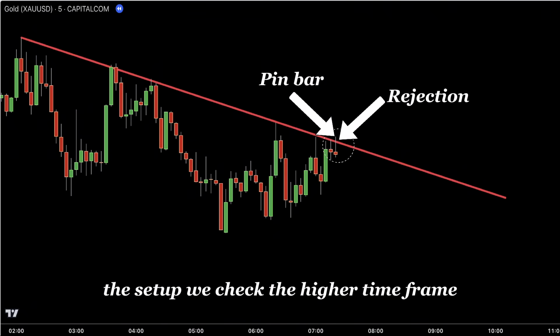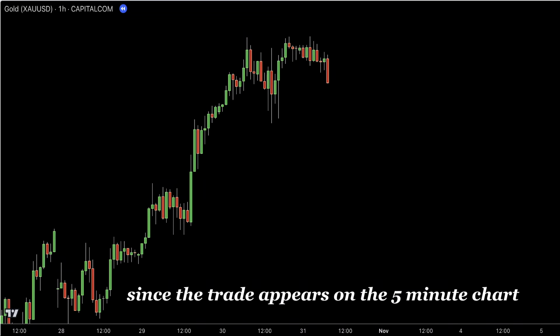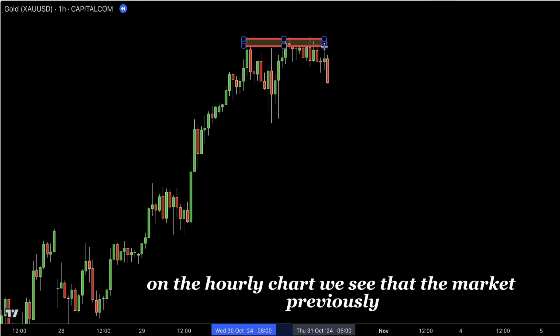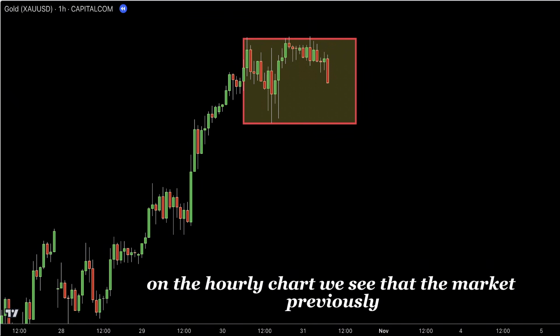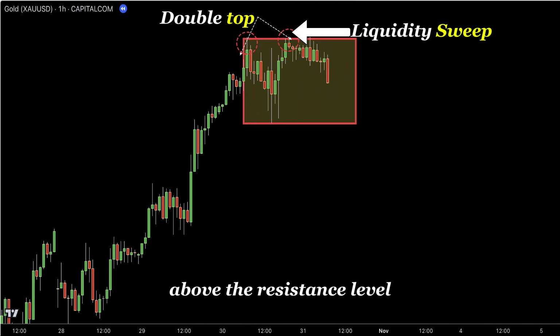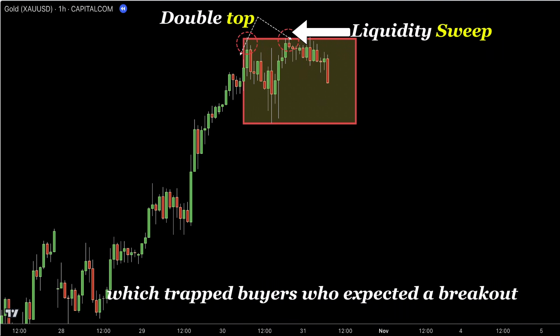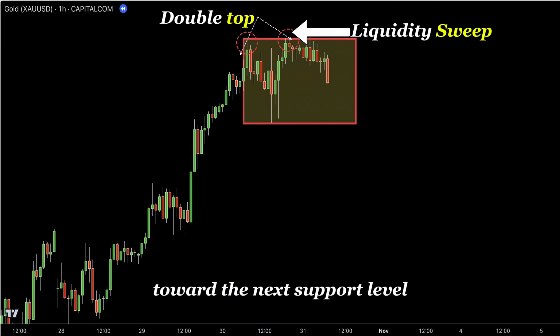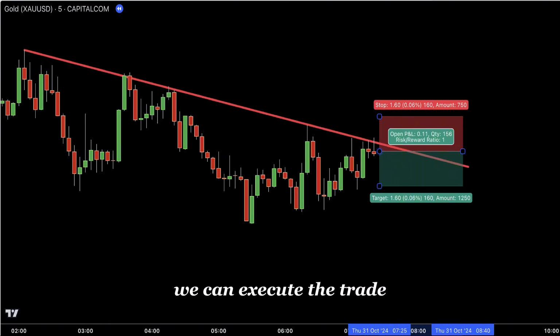To strengthen the setup, we check the higher time frame. Since the trade appears on the 5-minute chart, we zoom out to the 1-hour chart. On the hourly chart, we see that the market previously formed a double top pattern, which is a strong reversal signal. We also notice a liquidity sweep above the resistance level, which trapped buyers who expected a breakout. This suggests that the market may now move downward toward the next support level. Once the setup is confirmed, we can execute the trade.